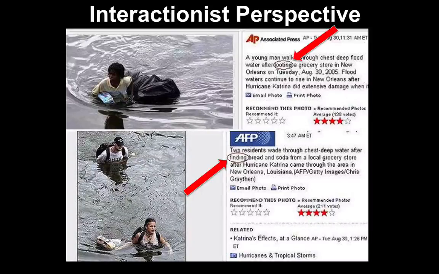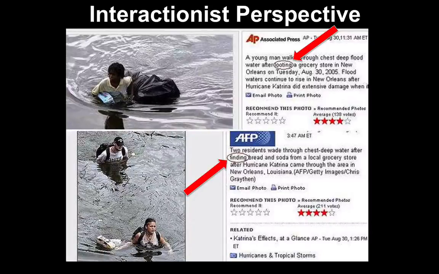You either take it or buy it. But the question that interactionist theory lets us ask is, what are the structures and the social dynamics behind the decision to label the child at the top as a looter, a deviant? There are implications of deviance, and the bottom one, the couple here, as just finding things, not deviant, right? What's the difference between these two people? Obviously, it's the color of their skin, right? So this is telling us something about the culture.